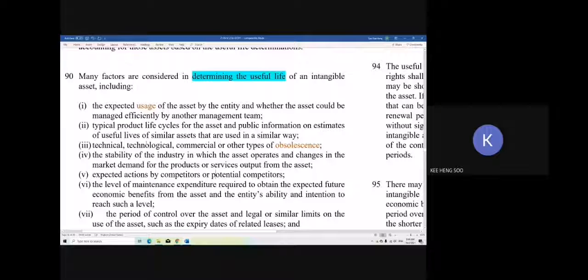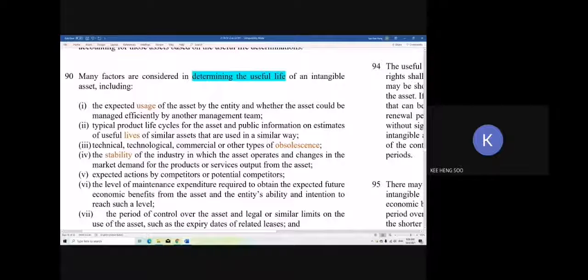This is talking about useful life. The stability of the industry, change in market demand for the product or service of the asset. The stability of the industry. Is it shaking or not? For example, the tourist industry now is shaking because nobody goes for tourism, and restaurants also, high-end restaurants, hotels.